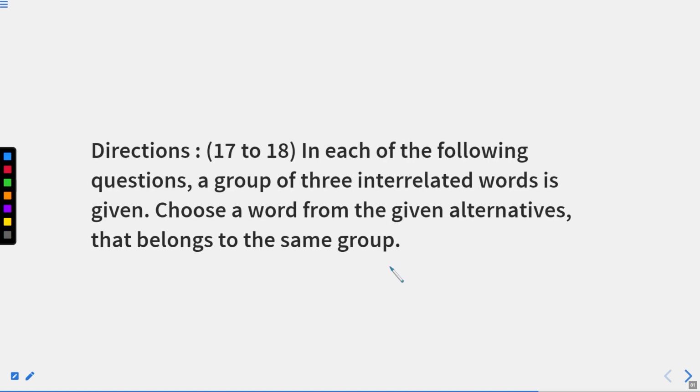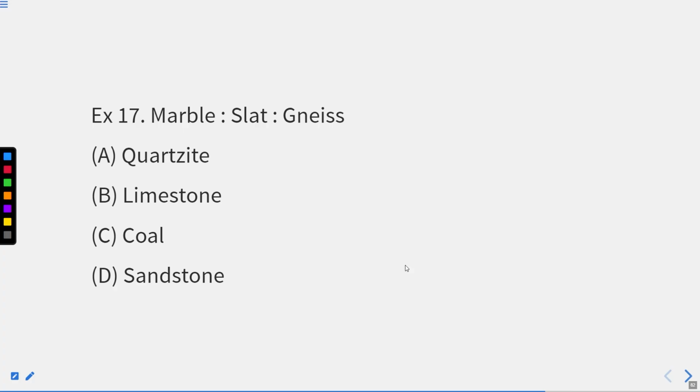Now, directions for question number 17 and question number 18. In each of the following questions, a group of three unrelated words is given. Choose a word from the given alternatives that belongs to the same group. Now, some words will be given to you, and you have to find the relation. Again, you have the words marble, salt, genus. Now, what can you figure out, what is going to be the relation?